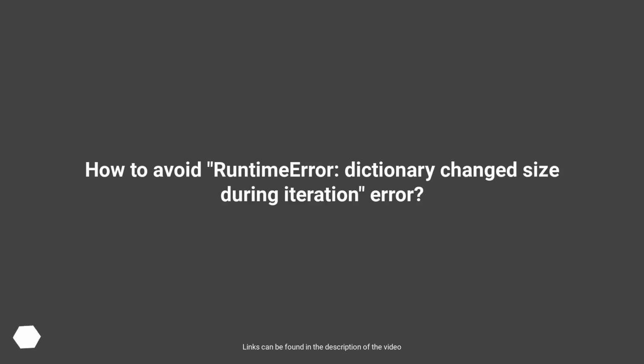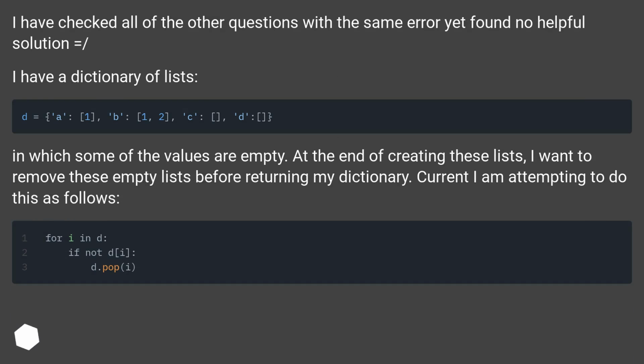How to avoid runtime error? Dictionary changed size during iteration error. I have checked all of the other questions with the same error yet found no helpful solution.